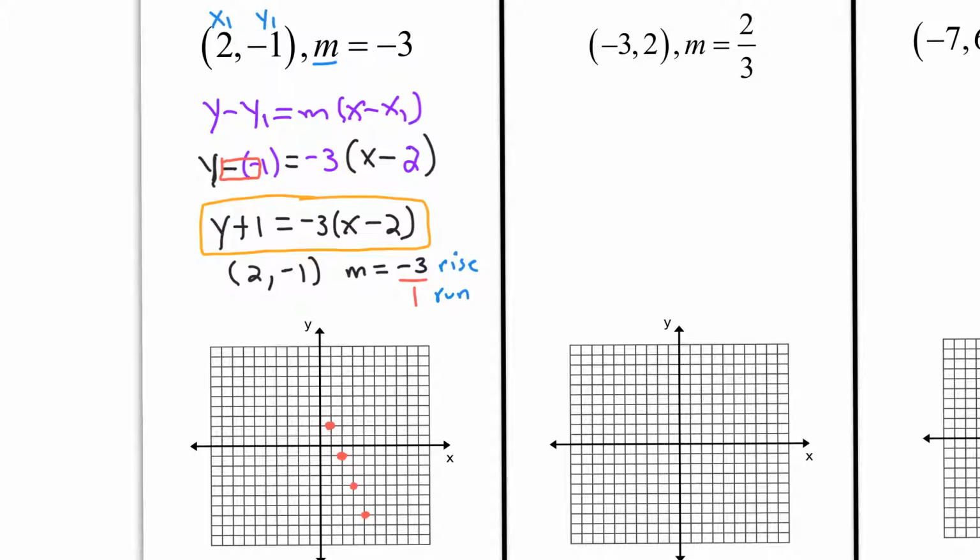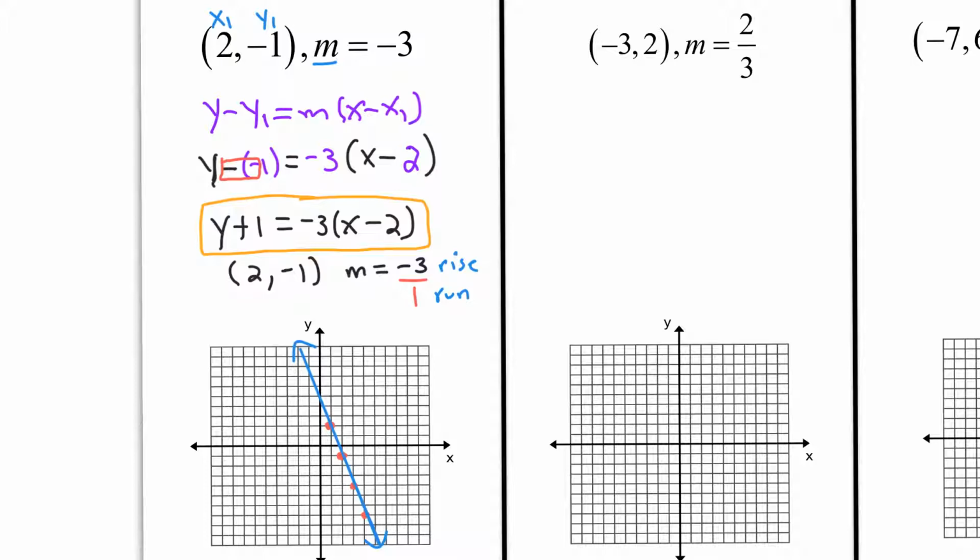How many points do you need? Well, at least you guys need 2 points to make a line. But if you have 3, 4, 5, 6, that's going to be more accurate. Now this is just depending on your teacher. Just make sure you know how many points your teacher wants. For me, 2 is sufficient. I made 4 so you guys can actually see the points. So I'm just going to draw my line. And you guys see that line right there. It has a slope of negative 3 and it goes through the point 2, negative 1.